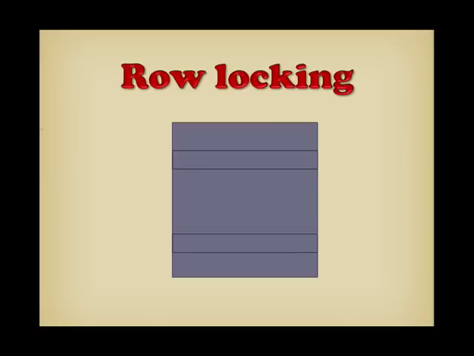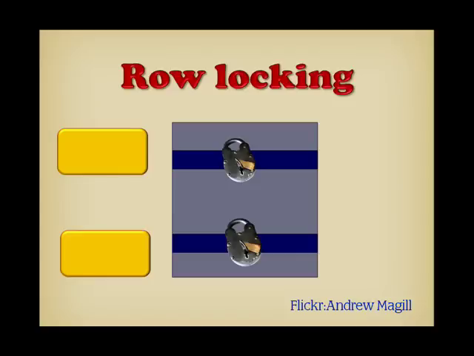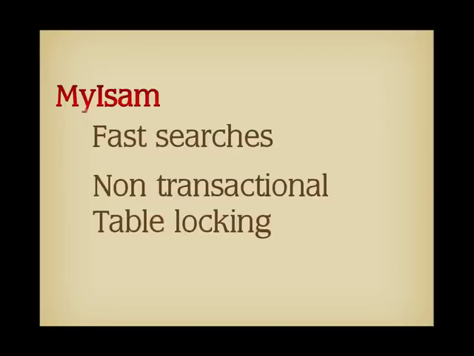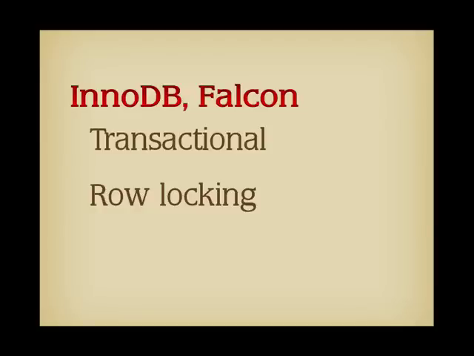Row level locking. A user updates one row while another user updates another row without either of them waiting for the completion of the other operation. This is the way the InnoDB storage engine works. To summarize, the MyISAM engine allows fast searches, does not support transactions, and locks tables. The InnoDB engine works in transactional mode and locks rows.